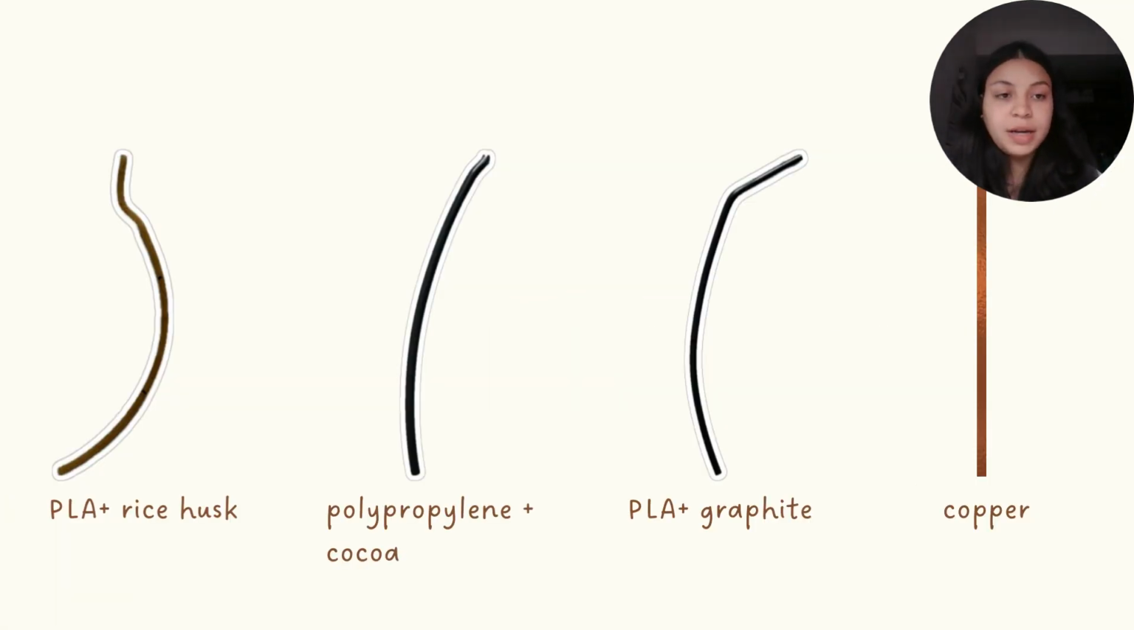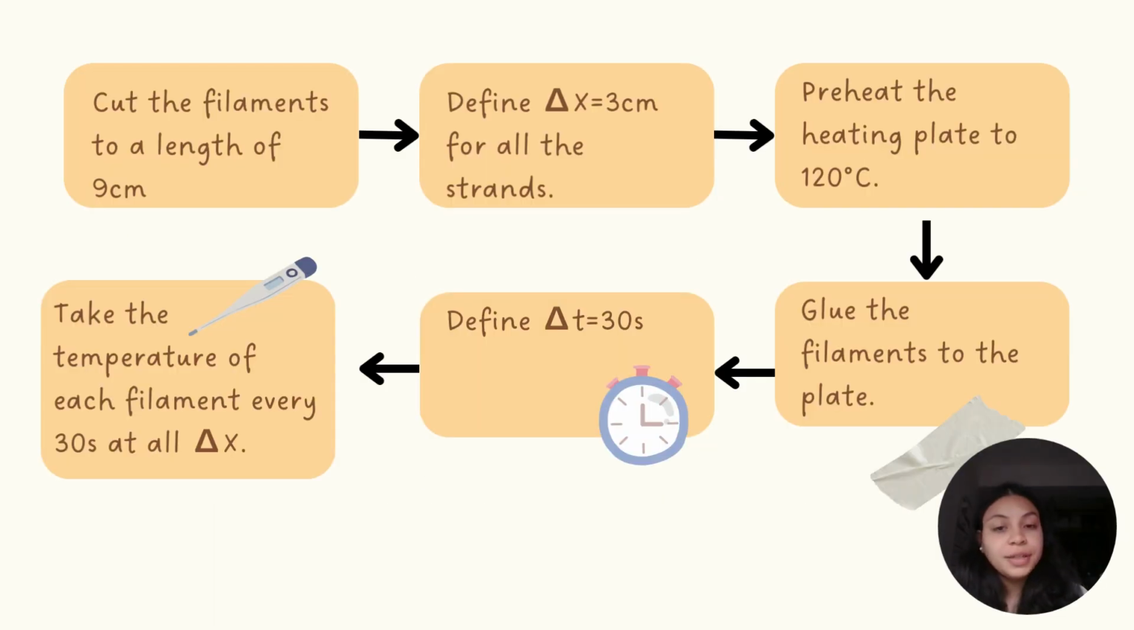For this practice, we have four different filaments, which are PLA with rice husk, polypropylene with cocoa, PLA with graphite, and finally copper. First, the filaments were cut to a length of 9 centimeters to have them all the same size. Then they were marked in three sections of 3 centimeters, and the heating plate was preheated to 120 Celsius.